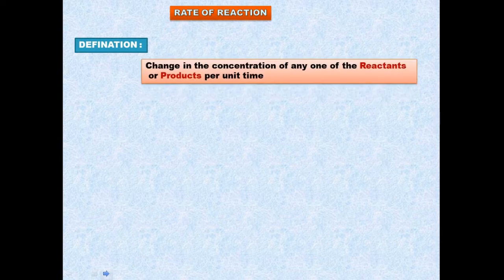Rate of reaction. Definition of rate of reaction: changing the concentration of any one of the reactants or products per unit time is known as a rate of reaction. During chemical reaction, reactants are converted into the products. So, the rate of reaction tells us how fast chemical reaction is taking place by indicating how much of reactants is consumed or how much of the product is obtained in a given time.